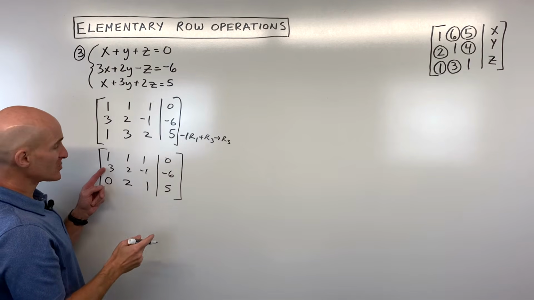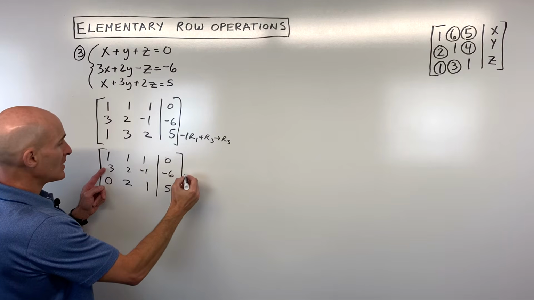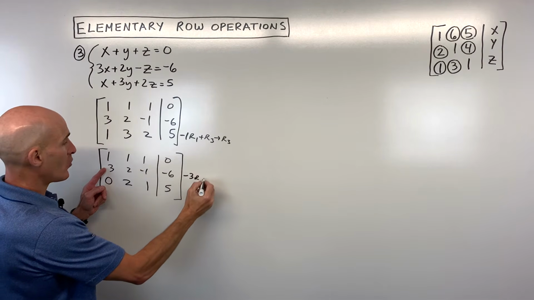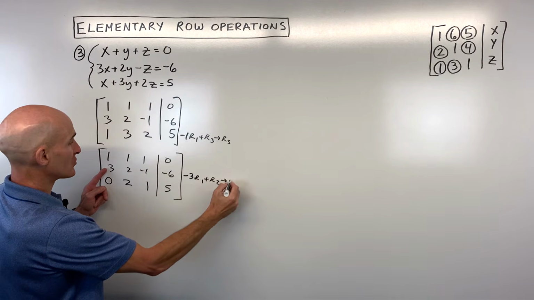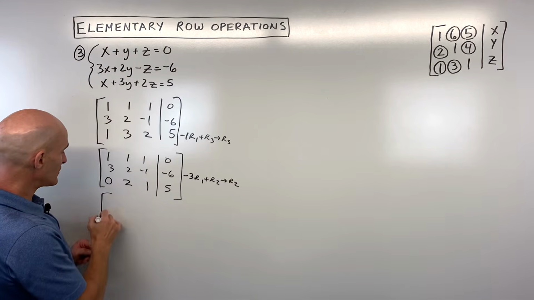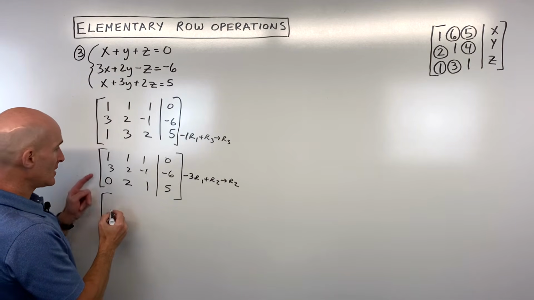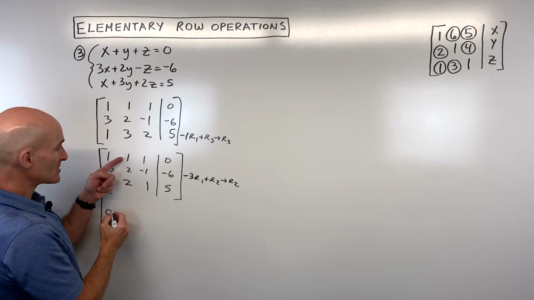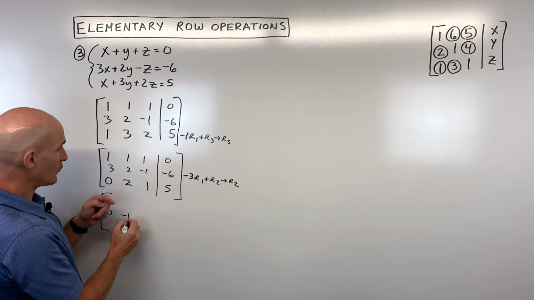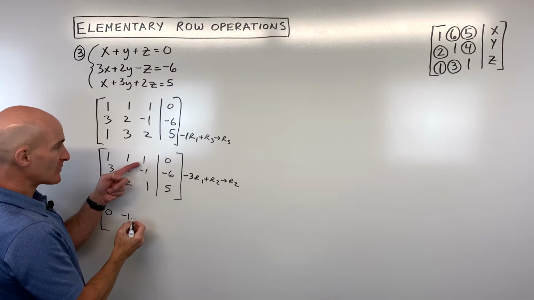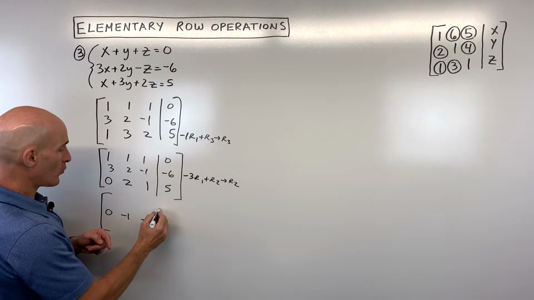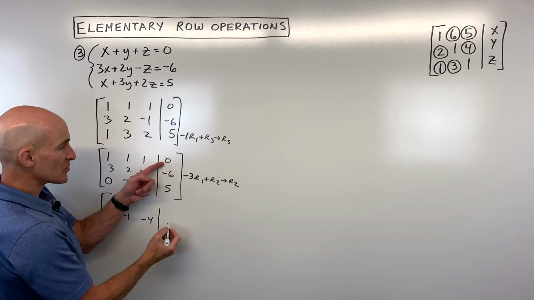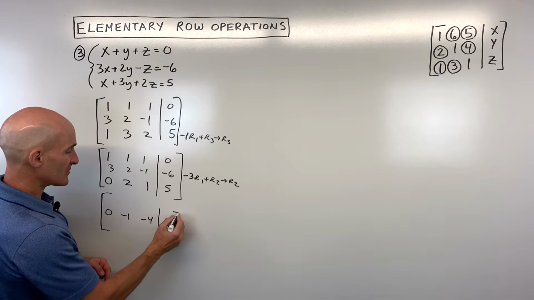So let's combine the first and the second row. Let's do -3 times row 1 plus row 2, answer in row 2. So if we do that, we're going to get -3 times 1 is -3 plus the 3 is 0. -3 times 1 is -3 plus the 2 is -1. -3 times 1 is -3 plus -1 is -4. -3 times 0 is 0 plus -6 is -6.